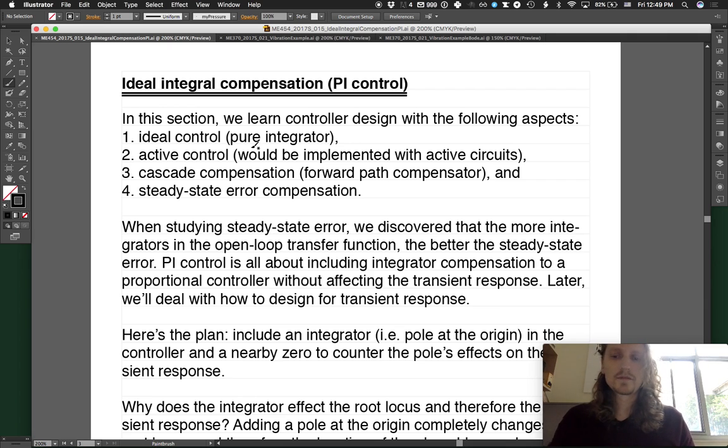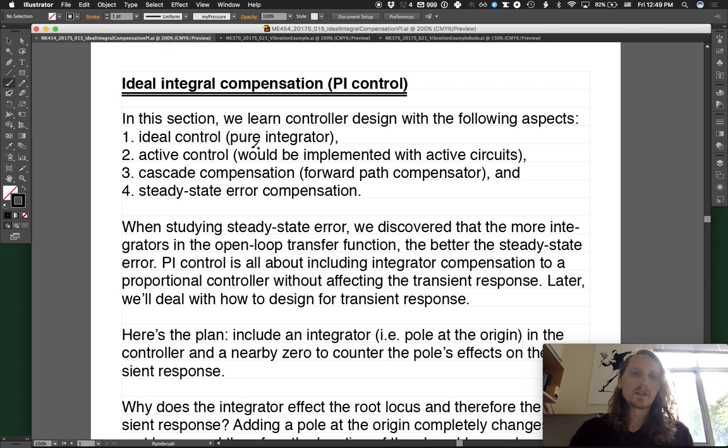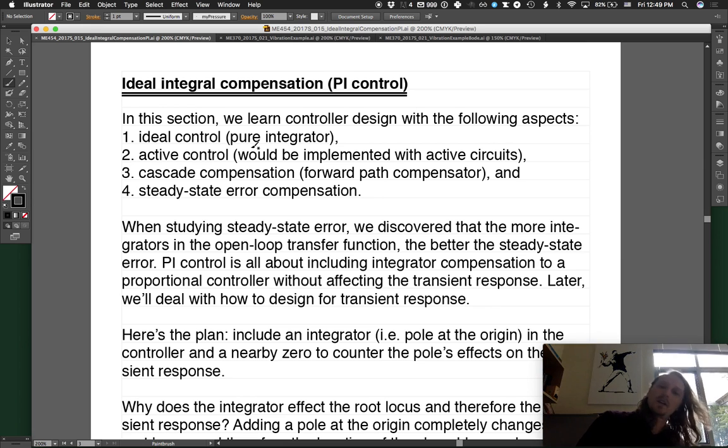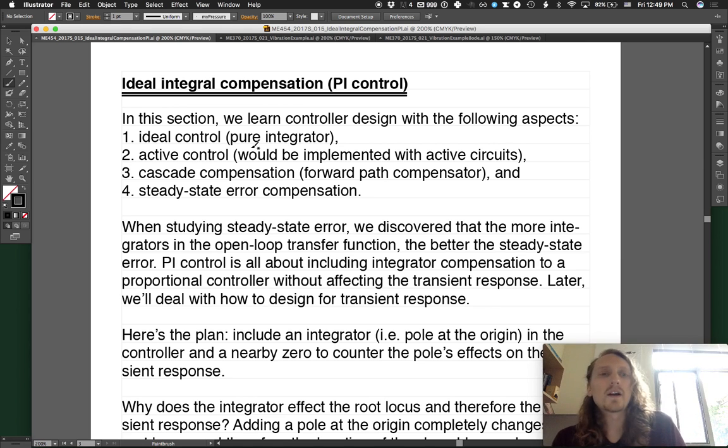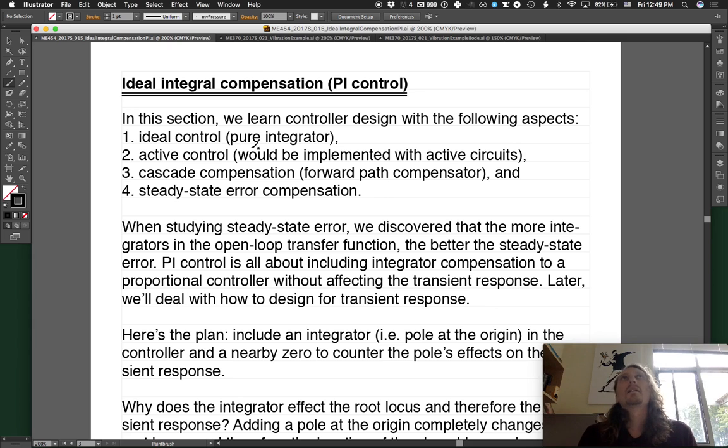So this is going to be a little lecture on ideal integral compensation. So we've learned thus far how to control just barely by changing the feedback gain. But as we learned, there can be performance issues with that.